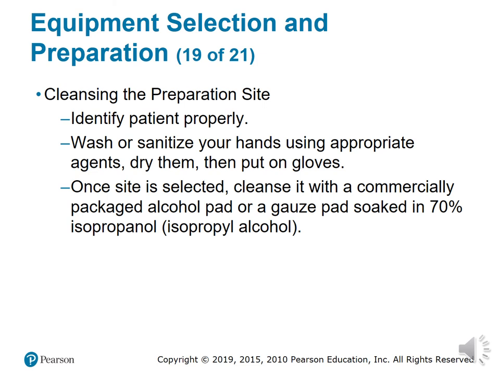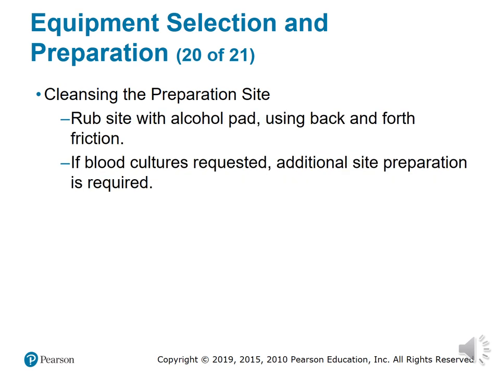Cleansing the palpation site: identify patient properly, wash or sanitize hands using appropriate agents to dry them, then put on gloves. Once site is selected, cleanse it with commercially packaged alcohol pad or gauze pad soaked in 70% isopropanol alcohol. Rub site with alcohol pad using back and forth friction. If blood cultures are required, additional site preparation is required.